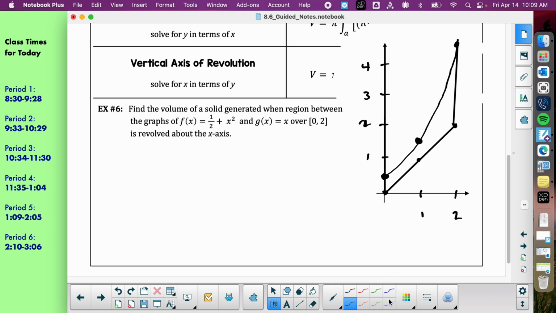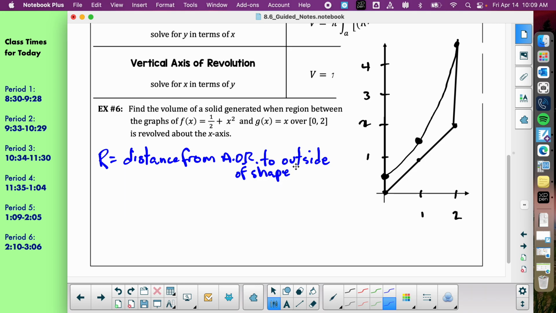Okay. Here's what you do want to write down and highlight. Remember how big R, you probably already wrote this down. We now have 2 different radii because we have 2 different volumes. We're going to subtract out the hollowed out volume. Big R is the distance from the axis of revolution to the outside of the shape. Little r is how far it is from the axis of revolution to the inside of the shape.